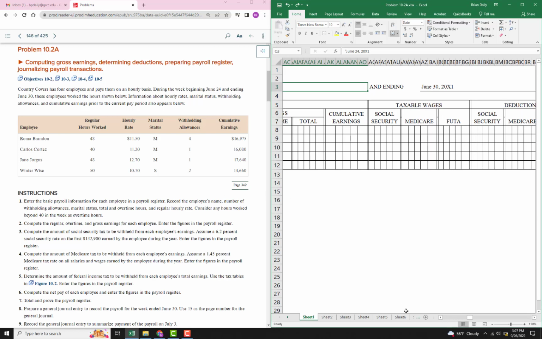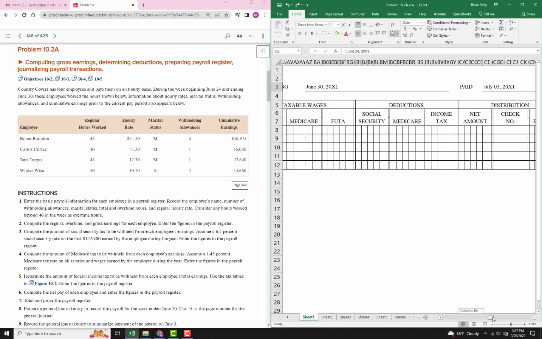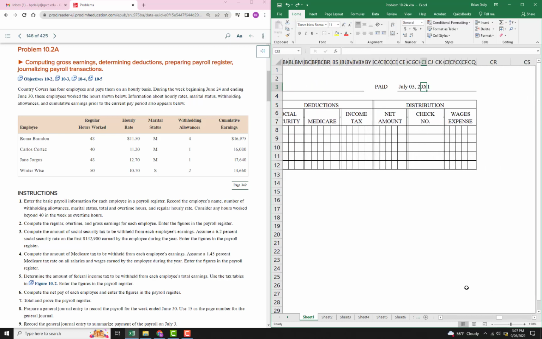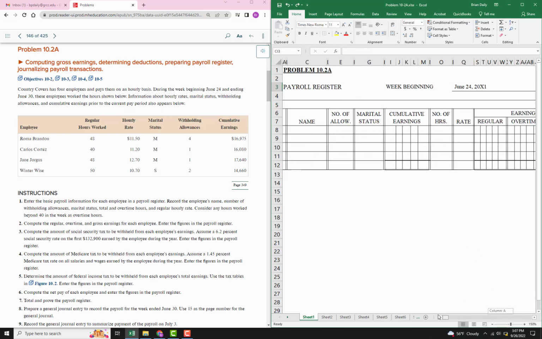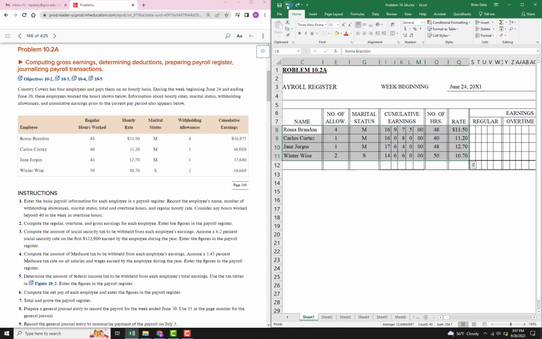And then finally, there is a spot for the pay date on the form, and that isn't given at the beginning of the problem, but if we go down to the 9th step, it says that we're paying the payroll on July 3rd, so that would be the pay date. So that would go on the form as well. After that, we basically just have to copy over a bunch of information from the table provided in the book in terms of the employees' names, how many hours they worked, their hourly rate, and so on. So let's do that real quick.